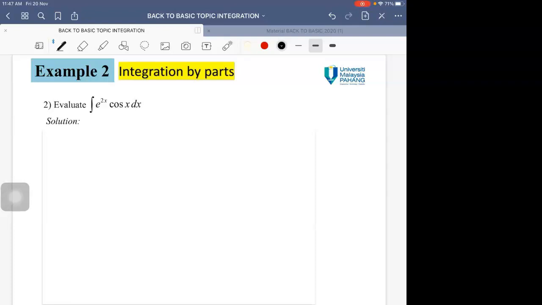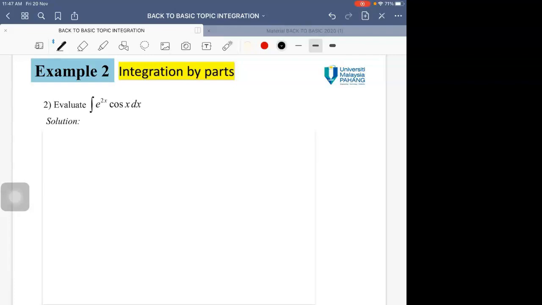Evaluate exponent 2x cos x by using integration by parts. Can you tell me what is your u? What should we select as our u based on LPET? We don't have ln, we don't have a polynomial, and the next one is exponent, so we have exponent. The last one is trigo. So exponent comes first, because we have that function. So choose u equal to exponent 2x.